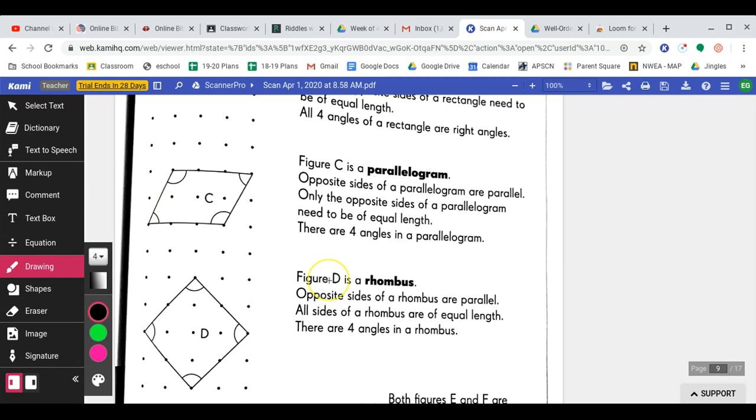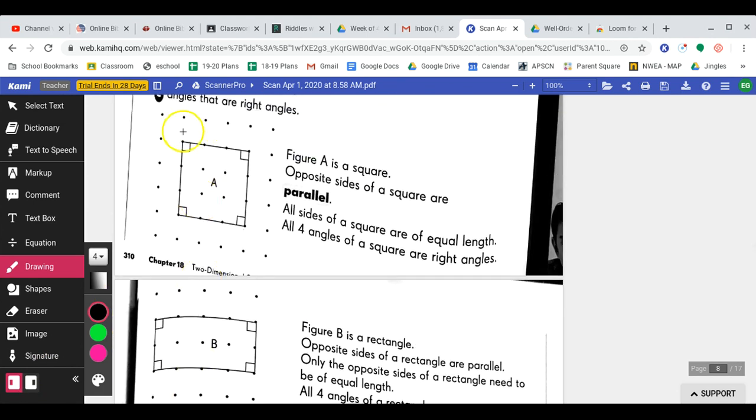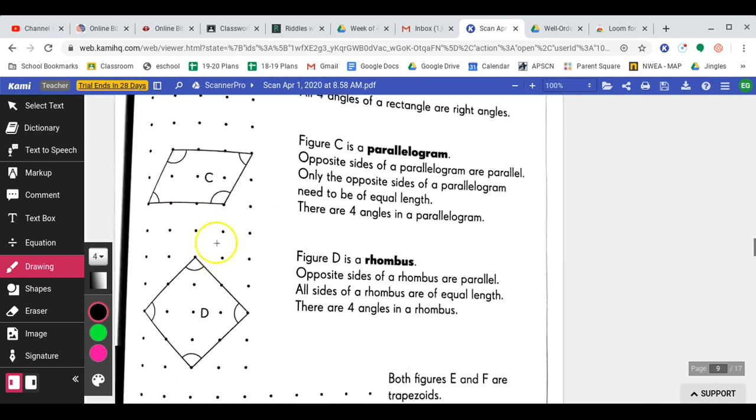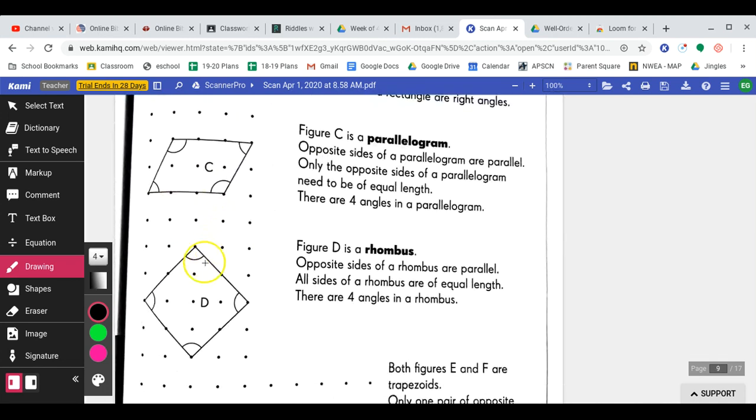Okay, so is a rhombus. That's our next one. A rhombus does have two sets of parallel lines. A rhombus also has all sides of equal length, but it does not need to have right angles. That's why a rhombus is different than a square. A square will have right angles. A rhombus doesn't need to have right angles. Okay, but that's the only difference. A square is just a special rhombus.